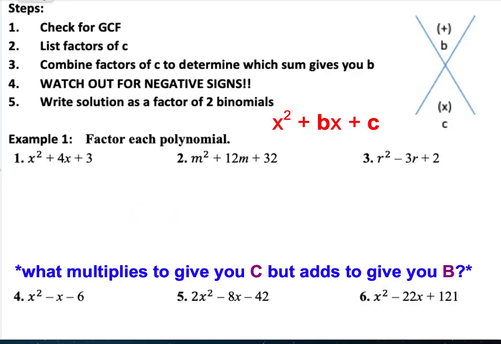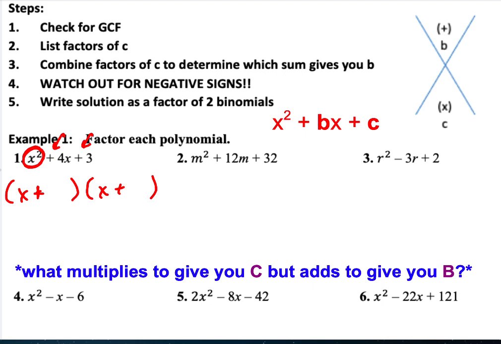All right, so now we're going to focus on the number part. For this first one, it's addition and addition, so our rule up top says it's going to be plus for both terms. For right now, all of our first terms are going to be x squared, which means I'm always going to have an x and an x. I don't have to worry about any numbers with my x's right now. I'm just focused on the numbers in the rest of the problem.